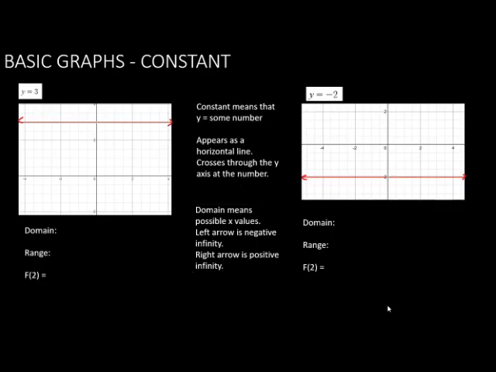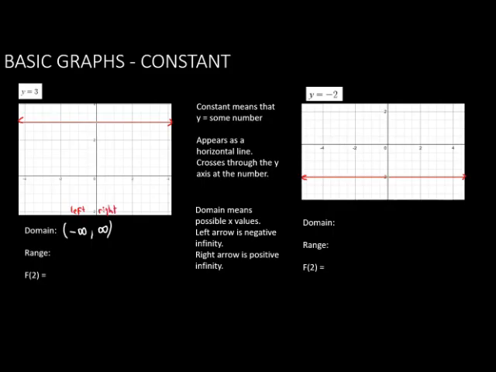Therefore, we will say that our domain here starts from negative infinity on the left and continues on to positive infinity on the right. To represent this, we'll say for our domain, negative infinity, comma, positive infinity in parentheses. The negative infinity is the left arrow, and the positive infinity is the right arrow.